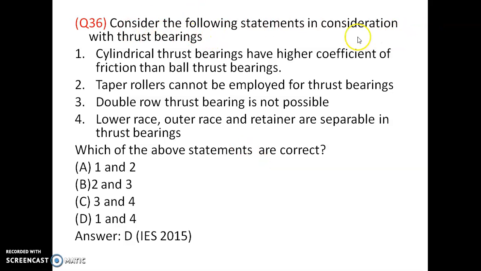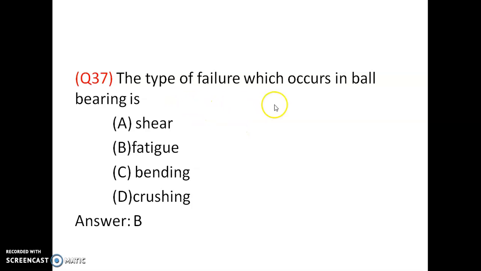Consider the following statements in consideration with thrust bearings. Cylindrical thrust bearings have a higher coefficient of friction than ball thrust bearings. Lower race, outer race and retainer are separable in thrust bearings. Tapered rollers cannot be employed for thrust bearings. It is wrong. Double thrust bearings are not visible. It is wrong. So 1 and 4 are correct. Option D is correct.